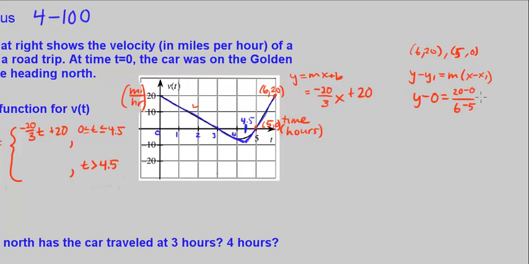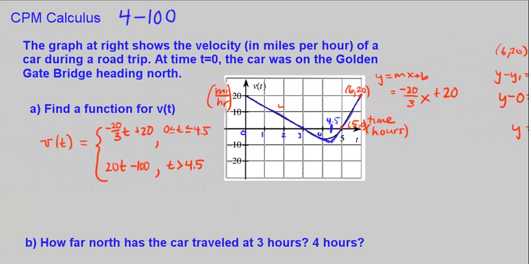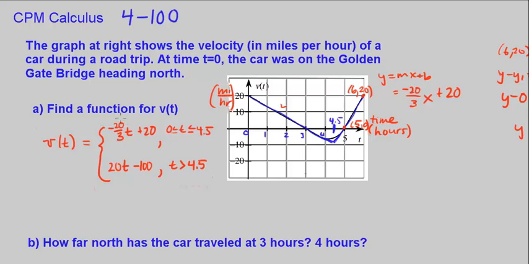6 minus 5, excuse me, times x minus, here the x value is 5. Alright, so that's y is equal to 20 minus 0 over 1, which is 20, times x minus 5, which is just 20x minus 100, right? So if I'm going to put that here in terms of t, I'm going to say 20t minus 100. Okay?